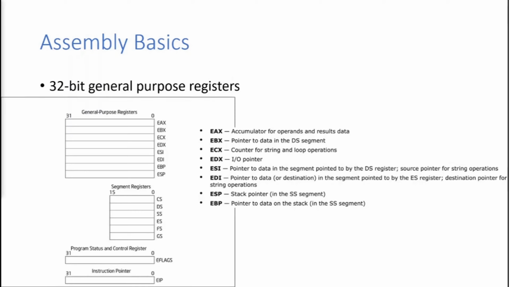The EFLAGS register is a 32-bit register used as a collection of bits representing Boolean values to store the results of operations and the state of the processor. The different flags are the carry flag, parity flag, adjust flag, zero flag, interrupt flag, and so on.